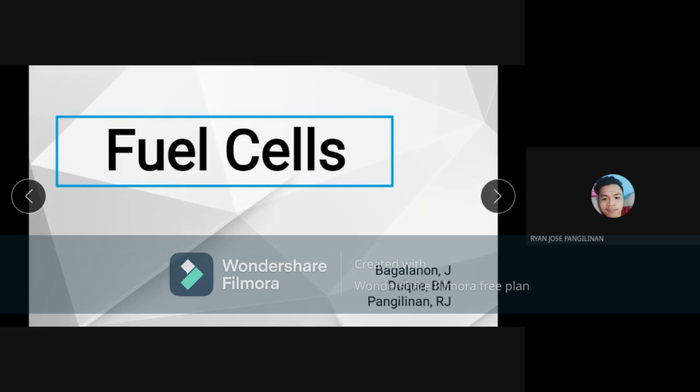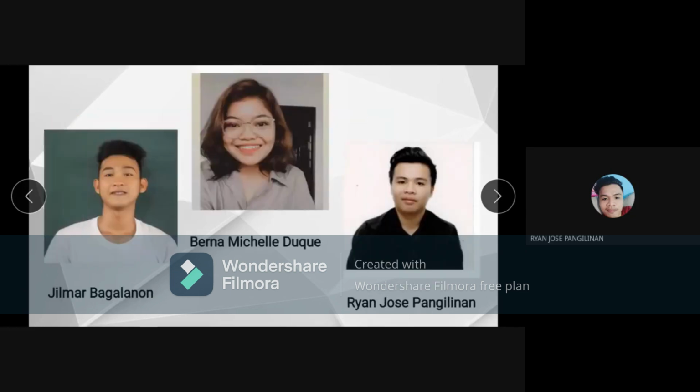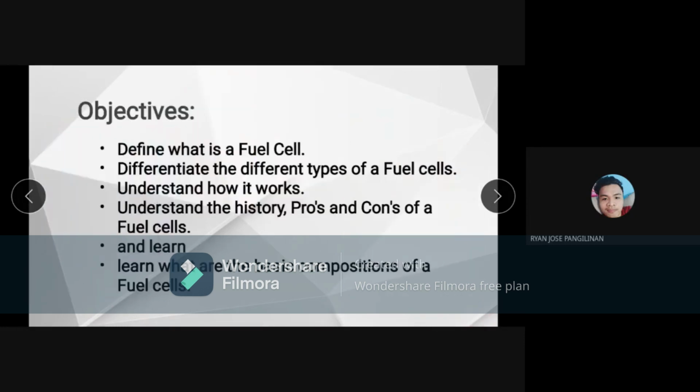Now we will be discussing the fuel cells. In your service, here are the presenters this day: Miss Berna Michelle Doque and Mr. Ryan Jose Pangilinan. At the end of this report, we will be able to define what a fuel cell is, differentiate the different types of fuel cells, understand how it works, understand the history, pros and cons of fuel cells, and learn the basic components of a fuel cell.